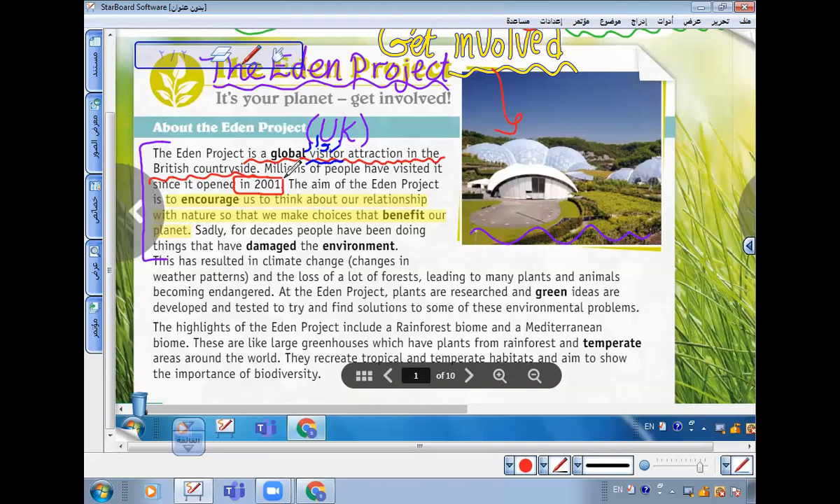How many people have visited Eden Project? Millions of people. Millions of people have visited it. So the pronoun it refers to Eden Project. We are talking about what they visit? The Eden Project.